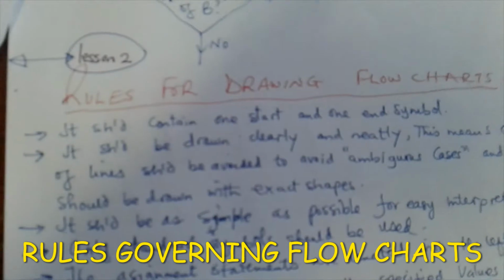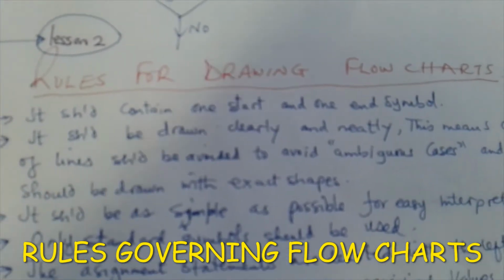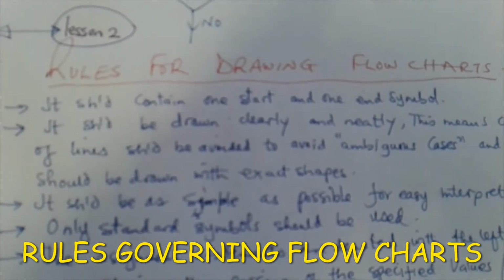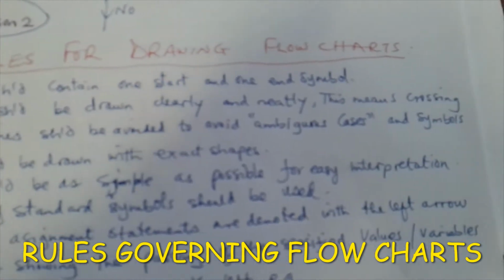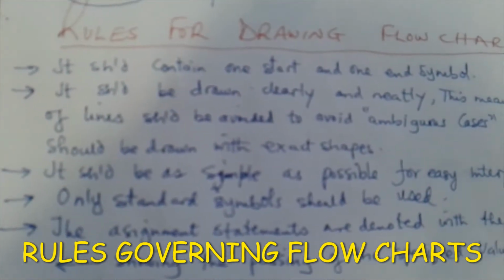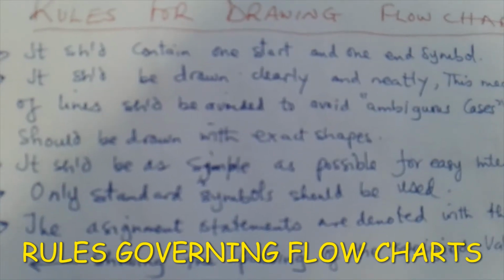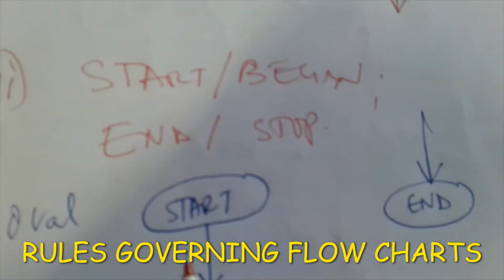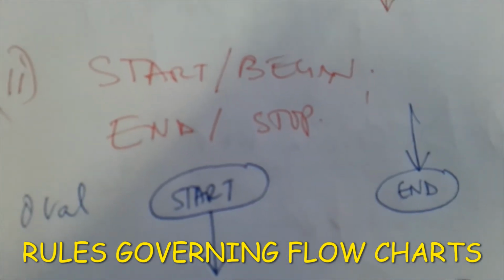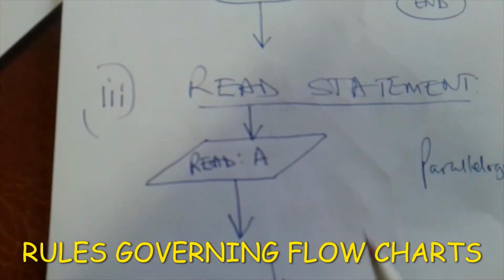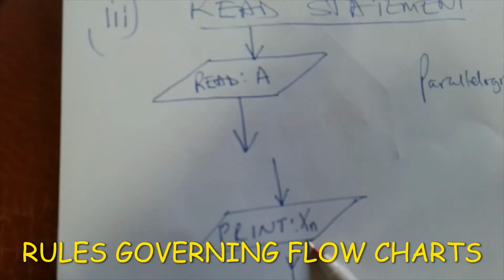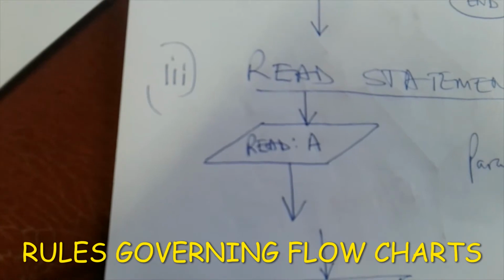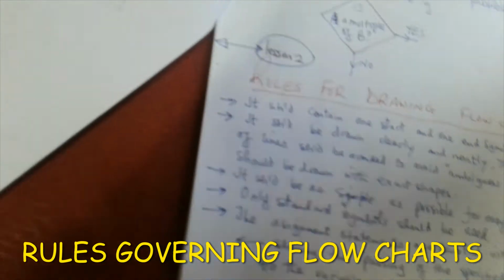It should be drawn clearly and neatly. This means that crossing of lines should be avoided to avoid ambiguous cases, and symbols should be drawn with exact shapes. We looked at shapes, therefore, if you are at start, then you use this shape, the starting point or end point. If you want to read or print, use a parallelogram. So start with oval, read or print with a parallelogram.